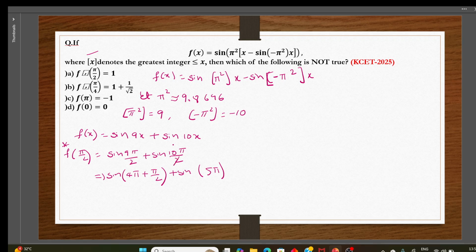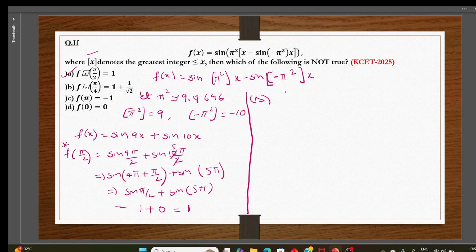Directly we get sine pi by 2 plus sine 5 pi. Sine pi by 2 value is 1, plus sine 5 pi value is 0. So 1 plus 0 is equal to 1. So option A is correct. Now check the second option.